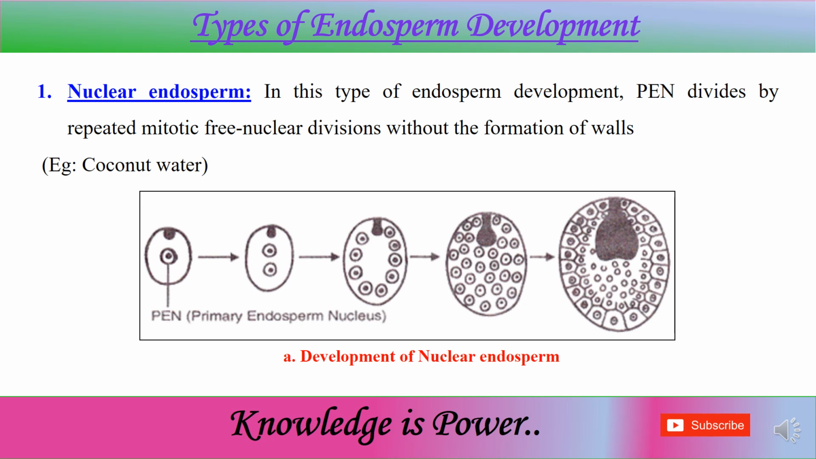The first one is the nuclear endosperm. Nuclear endosperm means the primary endosperm nucleus undergoes repeated mitotic divisions but without any cell wall formation. Here you can see there is no cell wall formation, but at later stages we can observe cell wall formation in the nuclear endosperm. An example for the nuclear endosperm is coconut water.